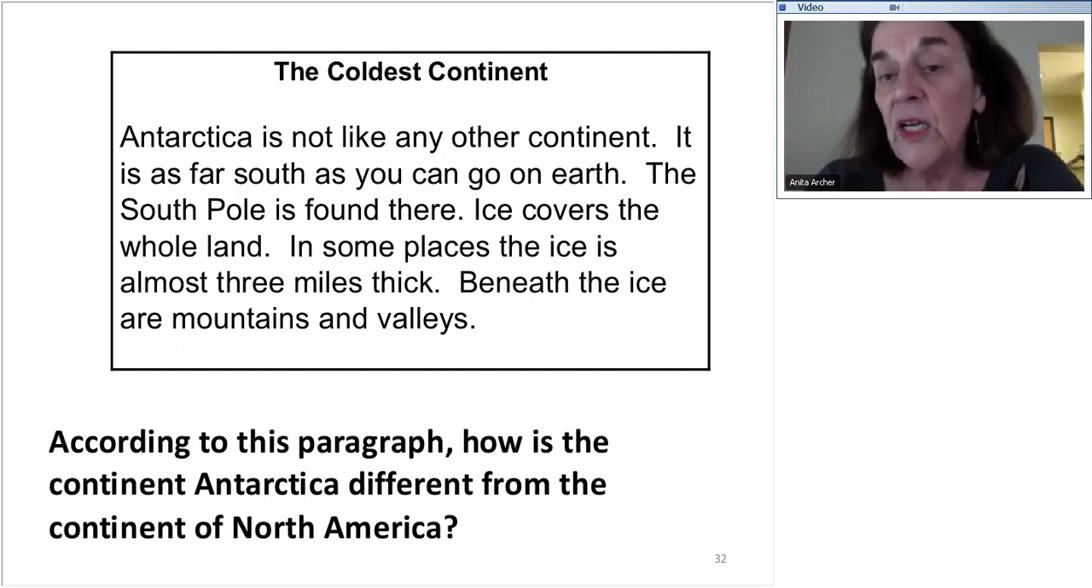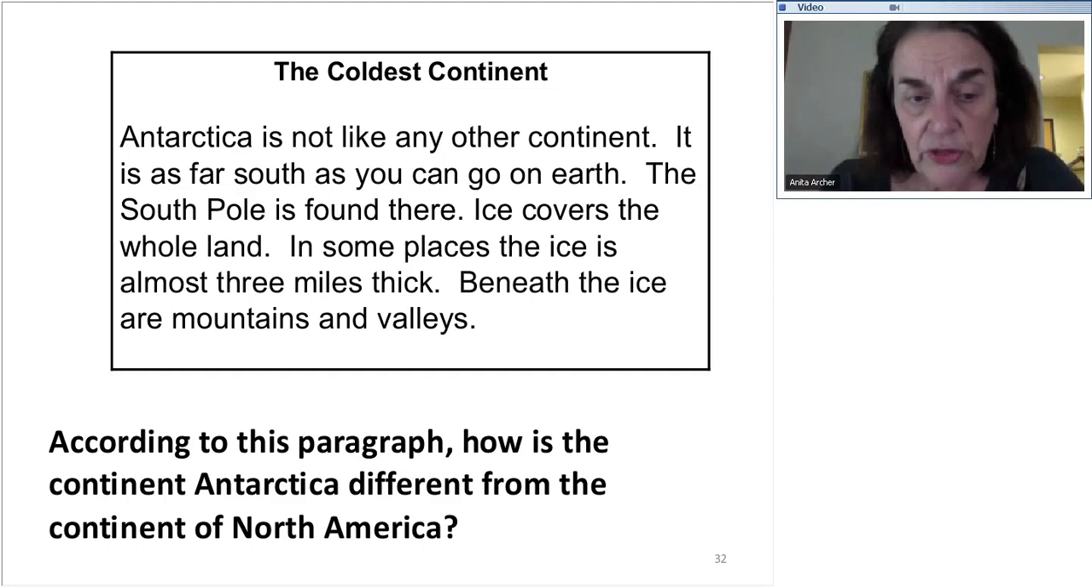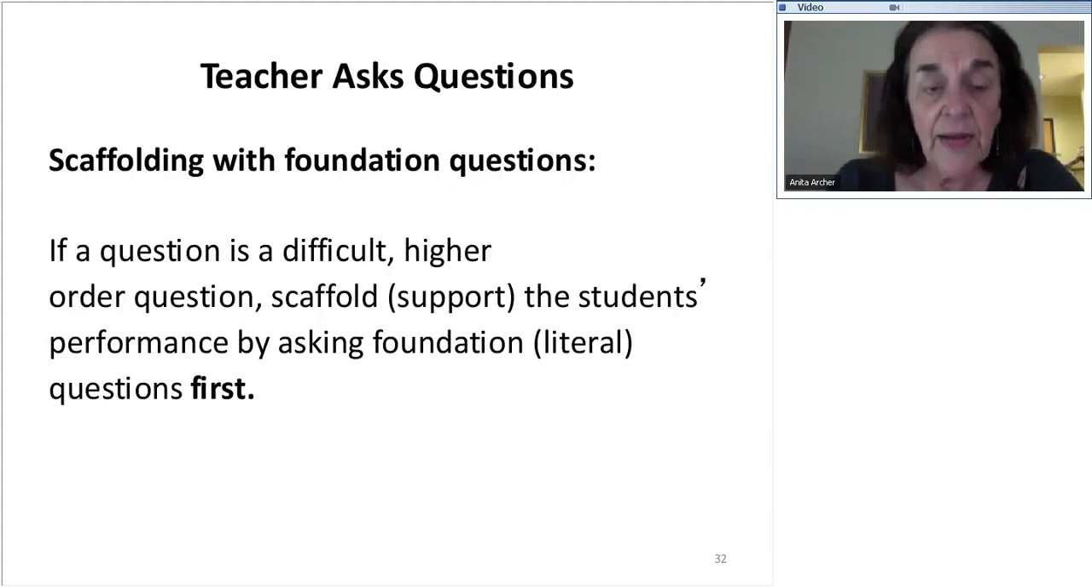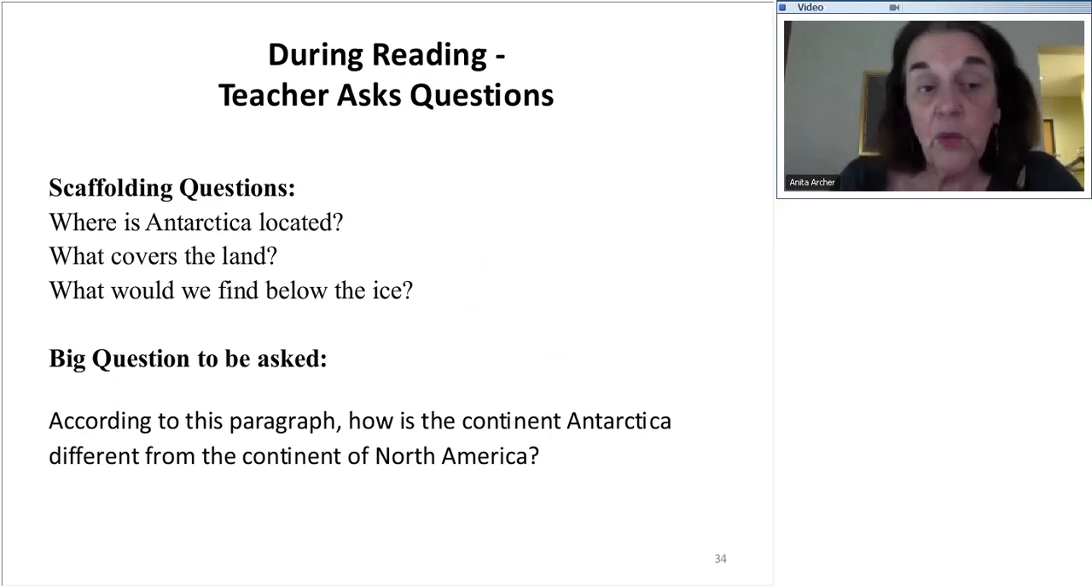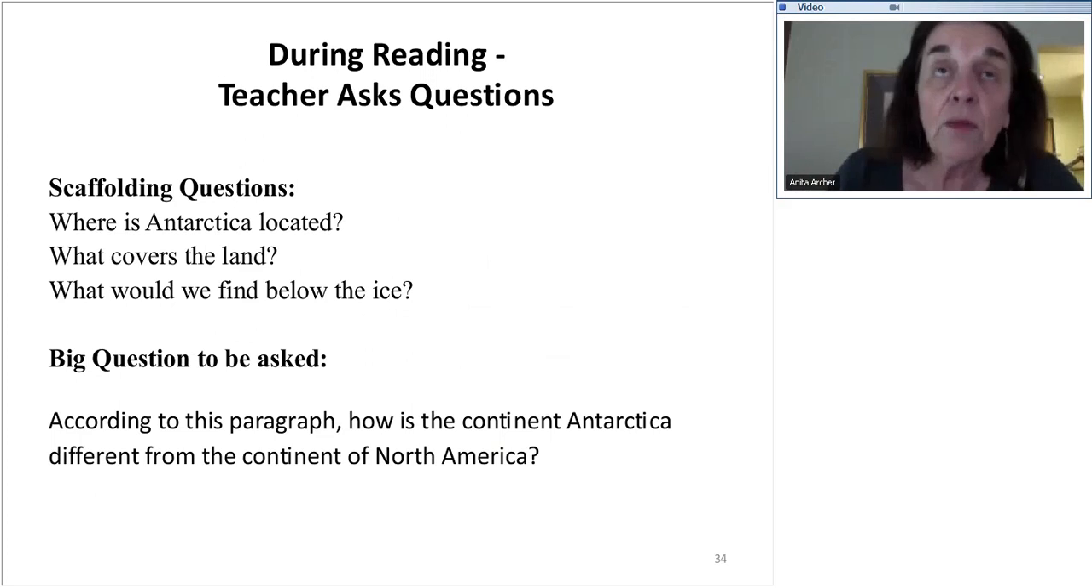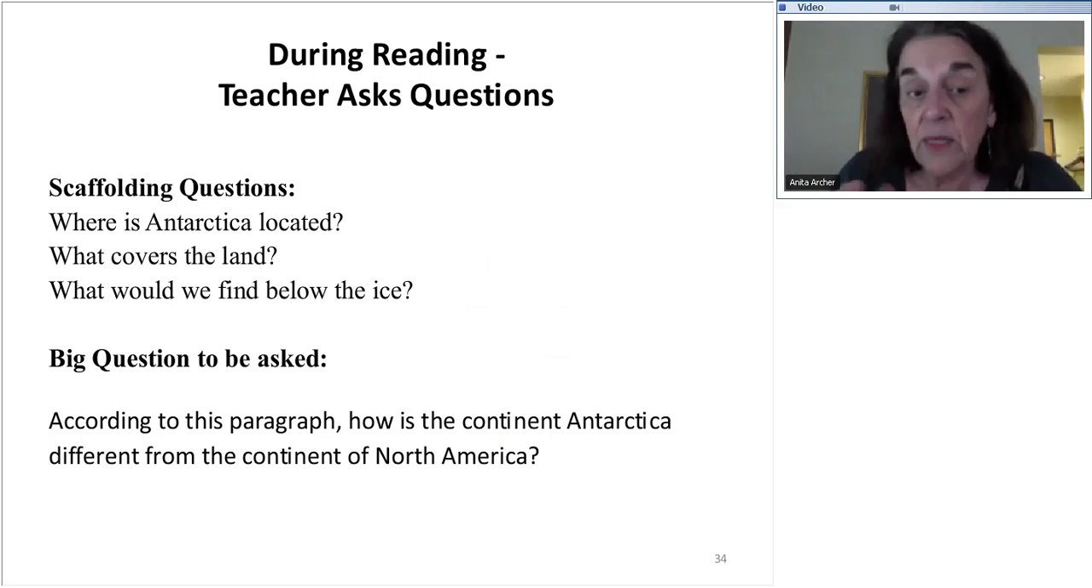Now, if I had a group that really was challenged by comprehension, then I might want to ask some literal foundation questions first. And so I might ask them questions that are going to lift them up and make it more feasible that they're able to use the higher order question. For example, after they read that paragraph, where is Antarctica located? Well, it is the southernmost part of the world. And what covers the land? Well, ice covers the land. And what would we find below the ice? Well, in many cases, we'd find mountains and valleys below that ice.